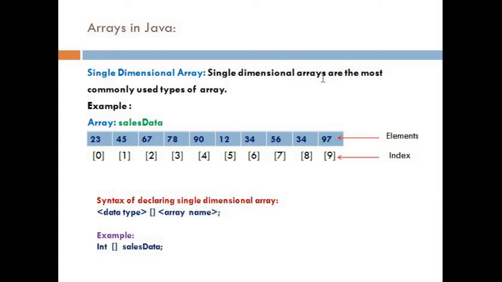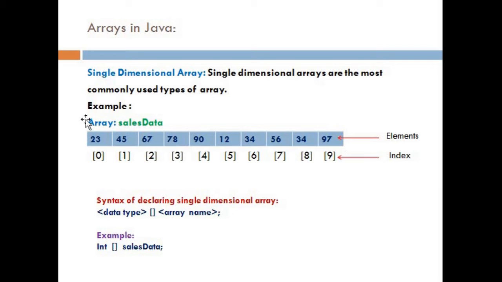Now single dimensional arrays are the most commonly used types of array. Single dimensional arrays are those arrays where the elements are stored contiguously, one after another. This is an example of a single dimensional array where the elements are stored one after another, or we can say sequentially. The name of this array is sales data, which holds these elements 23, 45, 67 till 97 at their respective index locations, which is 0 for 23, 1 for 45, 2 for 67, and so on, and at the end the index 9 for the element 97.